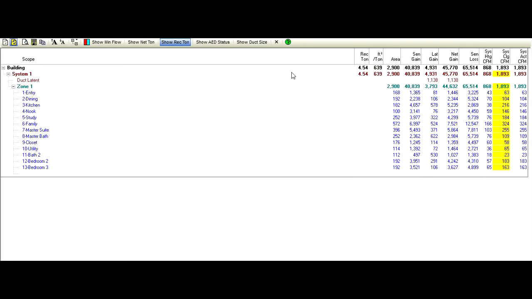So when we look at the load, the 2009 specs house, 2900 square foot house, in the summer the house is gaining 45,770 BTU of heat coming inside the house. And then in the winter, the house is losing 65,514 BTU. So what I wanted to check is how does the 2012 house compare to the 2009?